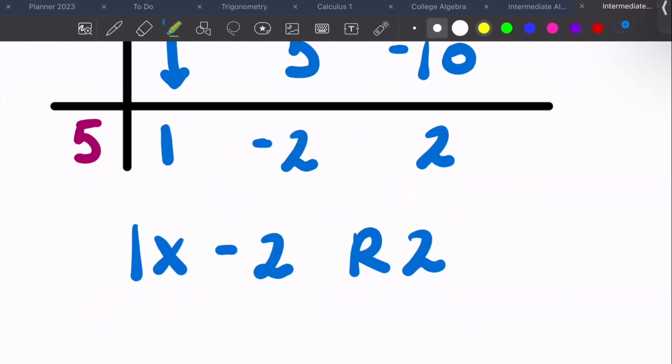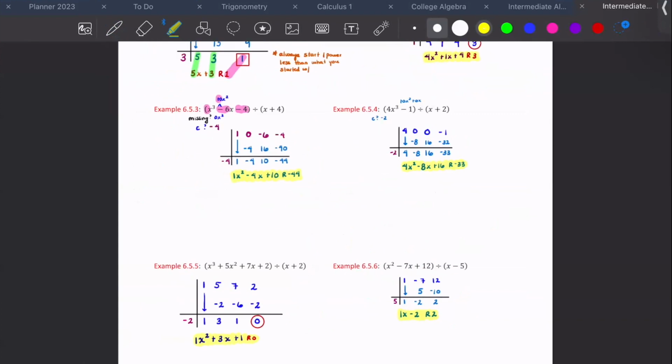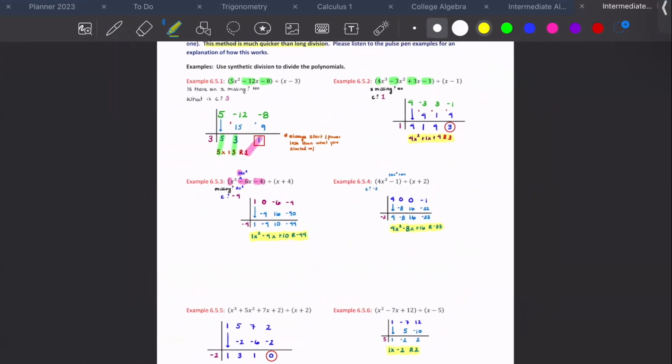So hopefully I've convinced you that this is way, way easier than long division. It just follows that procedure over and over and over again.